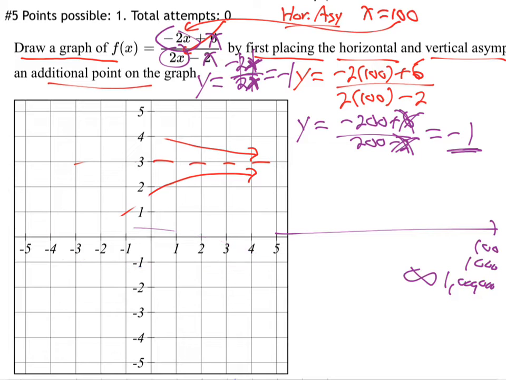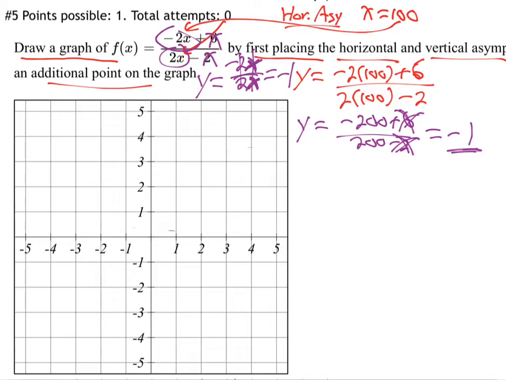So that's the horizontal asymptote. That's the leveling off of the graph as we go way off to the right and the left. So negative 1, so right here at negative 1 is the horizontal asymptote. That's the leveling off that the graph will eventually do way off to the right and way off to the left. Now, how about the vertical asymptotes?